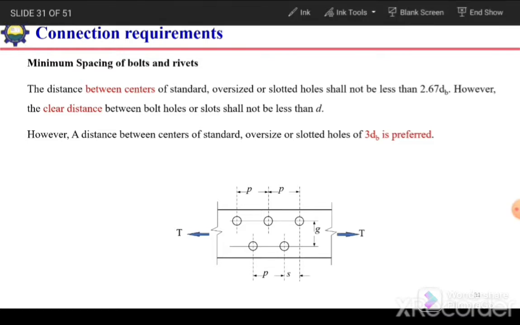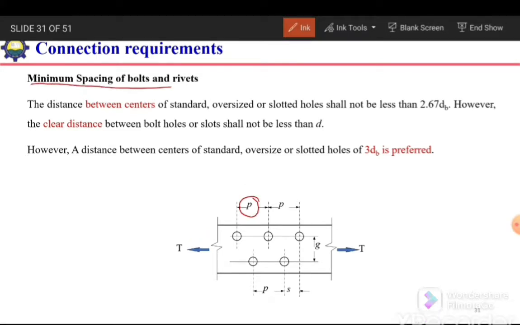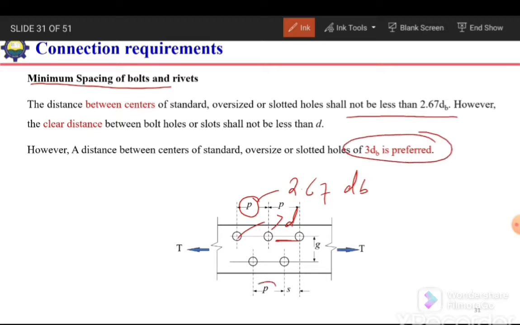The minimum spacing of bolts or rivets should be more than 2.67 d. So the spacing should be more than 2.67 times the diameter of the bolt. And the clear spacing between these holes should be at least d. So it should be greater than d, and this pitch should be greater than 2.67 times the diameter of the bolt. And the preferable spacing of the bolts is 3 times the diameter. So this preferable value of pitch is 3 times the diameter of the bolt.